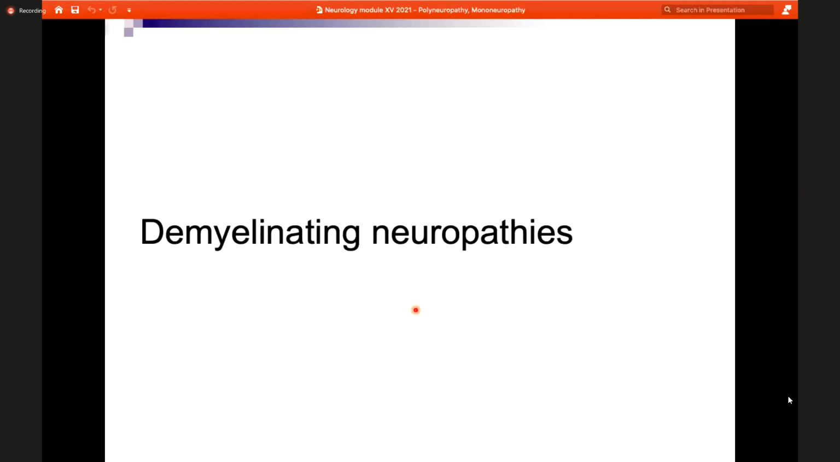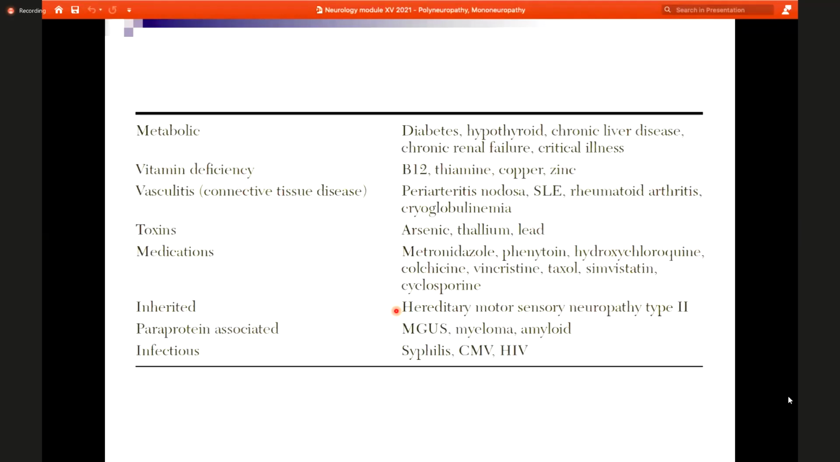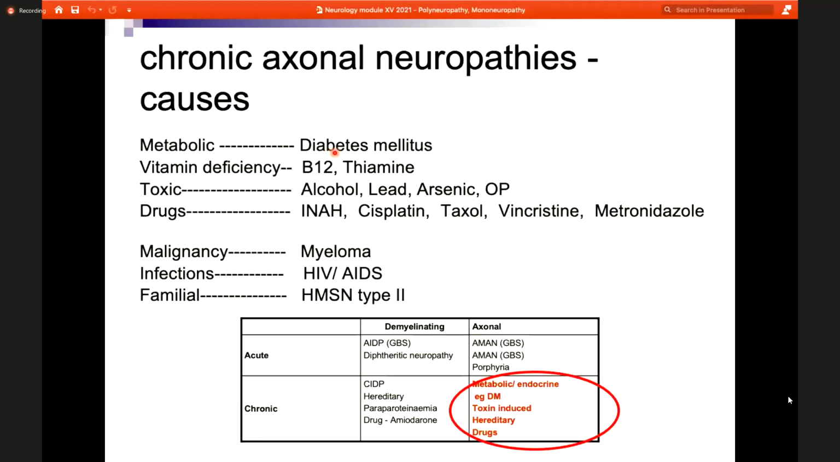So this is another list of causes. That is axonal neuropathy, and the neuropathies can be predominantly sensory, predominantly motor, or mixed. But that is clinically. In reality, axonal neuropathies are all mixed. Some are predominantly sensory, some are predominantly motor, some are both sensory and motor clinically. But in reality, all are mixed. Predominantly sensory neuropathies are diabetes, B12, alcohol, and so on.